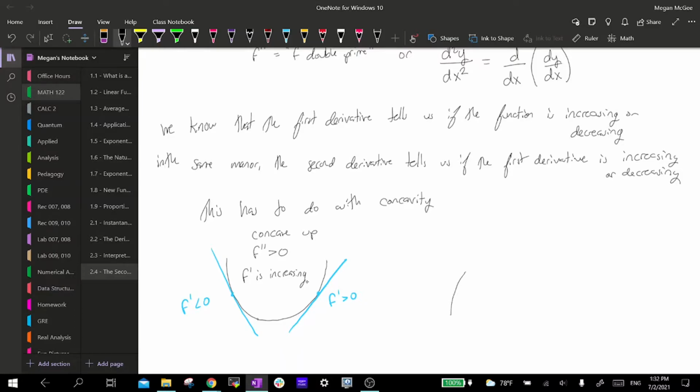Alright, in a similar way, we can talk about concave down. So this is when the second derivative is negative or less than 0. Alright, so this must mean that our first derivative is decreasing.